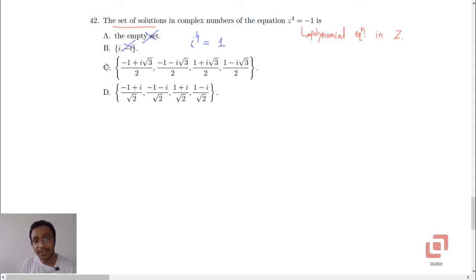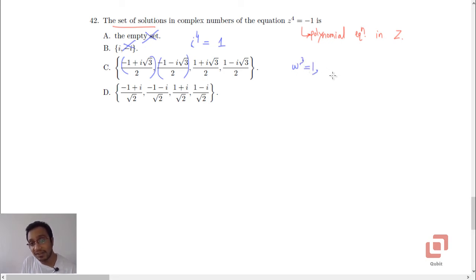Now go to C. In C, if you read the options carefully, you will find that the first two options are complex cube roots of 1, this one and this one: e raised to i 2 pi by 3 and e raised to i 4 pi by 3. Let's take any one of them and call it omega, the standard notation. Now what do we know about them? Omega cube is equal to 1.